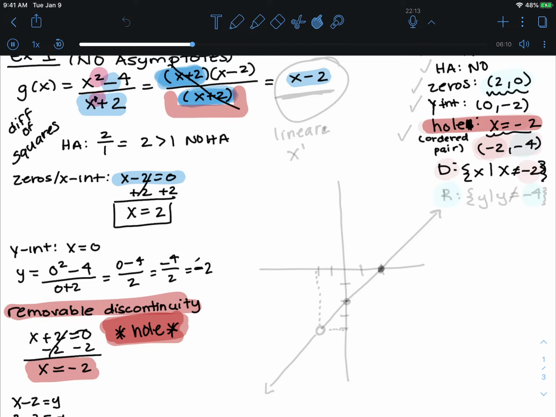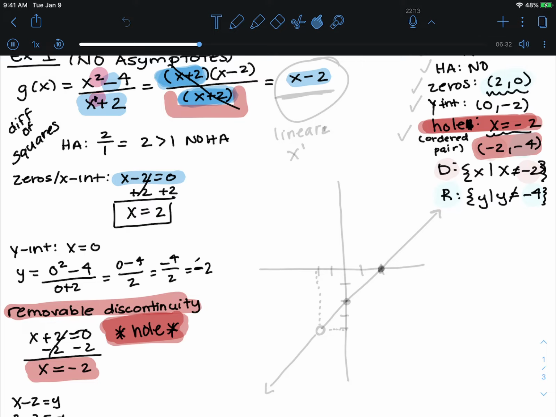Now my range is going to be y values such that y cannot equal negative 4. Okay, and why is that negative 4? Well, because we have a hole, right? Remember, this is our hole. Where's the hole going to be? At negative 2, comma, negative 4.